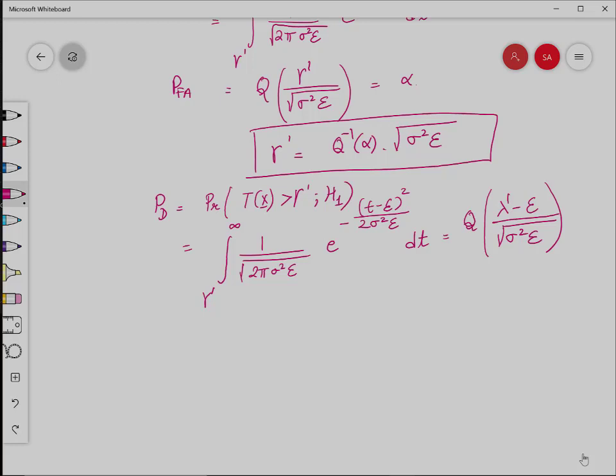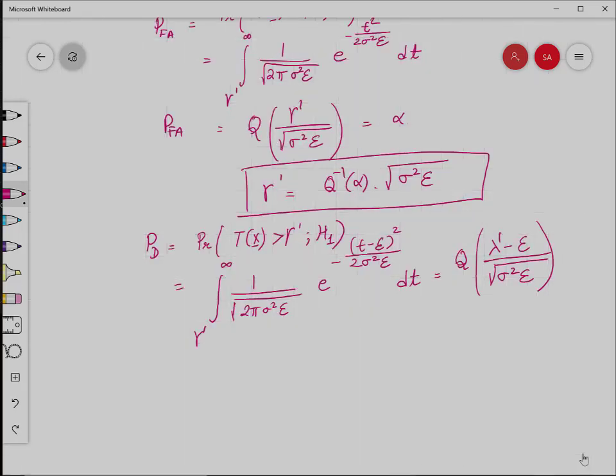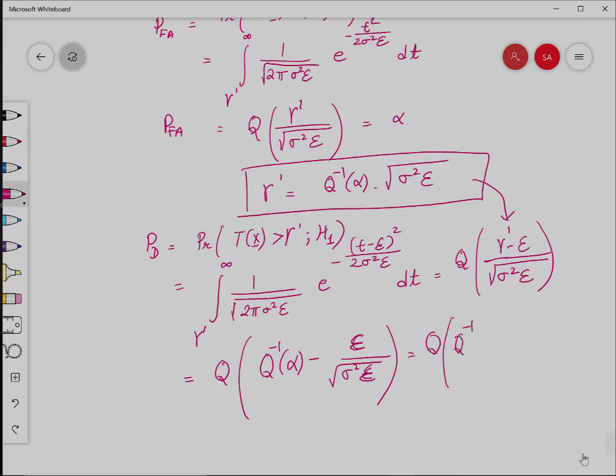And I can replace gamma dash from here, so I get this to be Q of Q inverse of alpha minus E over the square root of sigma square E, which I can also write as Q of Q inverse of alpha minus the square root of E over sigma square.